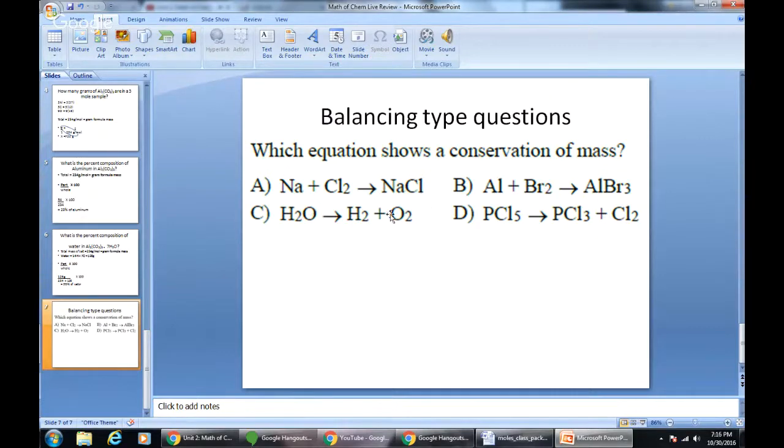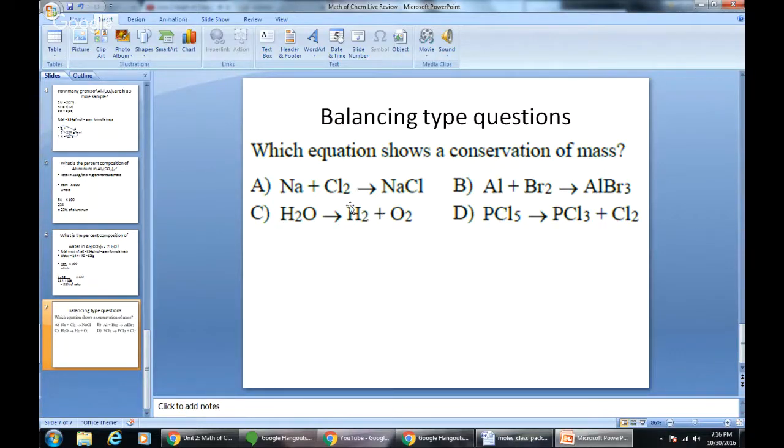All right, B, we have 1 aluminum, good. 2 Brs, 3 Brs, not balanced. All right, C, 2 hydrogens on the left, 2 hydrogens on the right, 1 oxygen, 2 oxygens, not balanced.